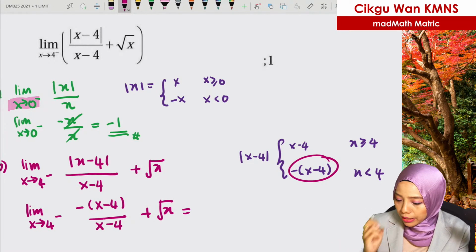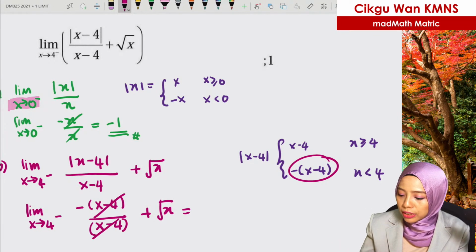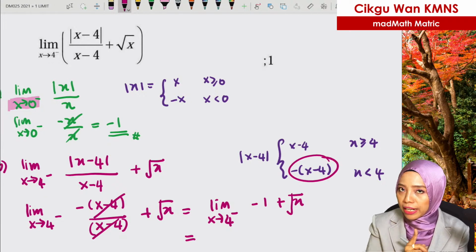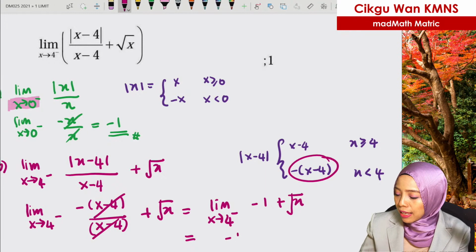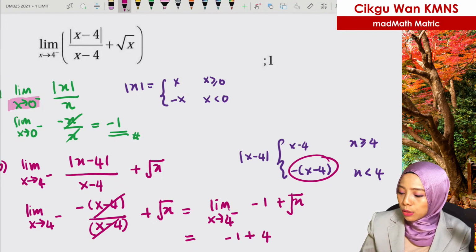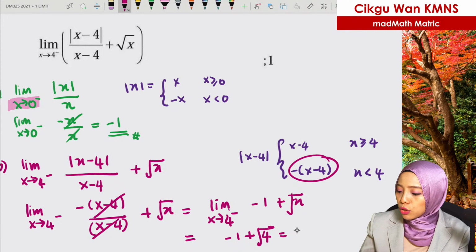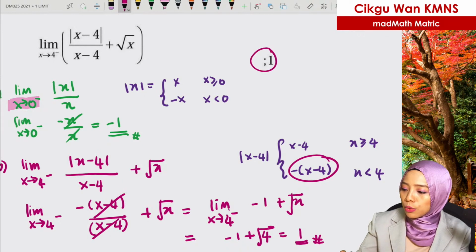Okay, alright. So now you cancel out top and bottom. Now we get, okay, we write down limit x approaching 4 from the left, negative 1 plus square root x. Once you substitute the values, don't write limit at the front again. It's wrong. So basically you just substitute 4. Square root 4 will give you 2. Negative 1 plus 2 will give you 1. So the answer is 1.